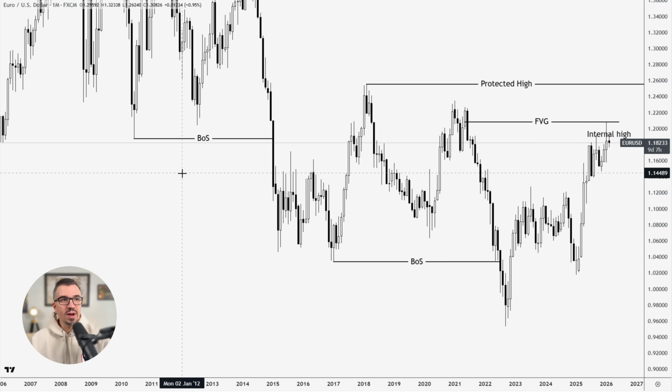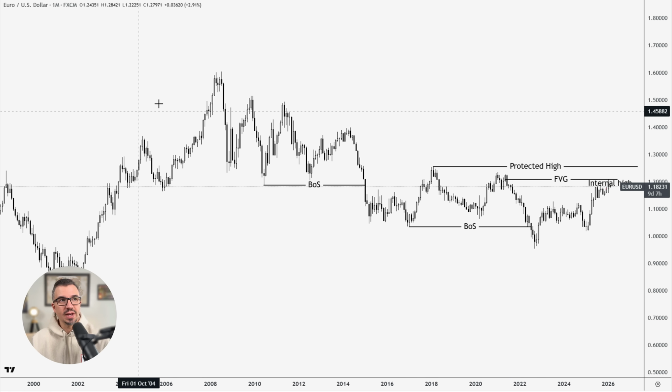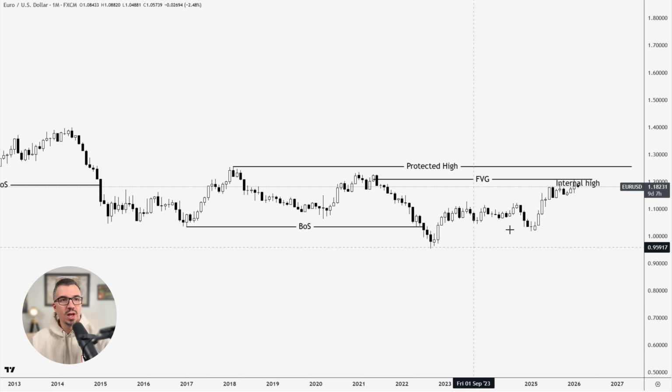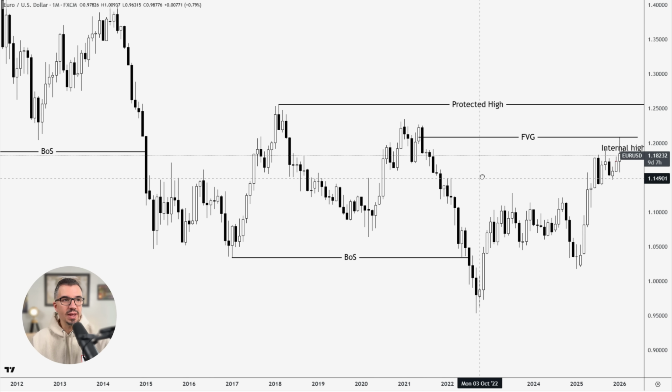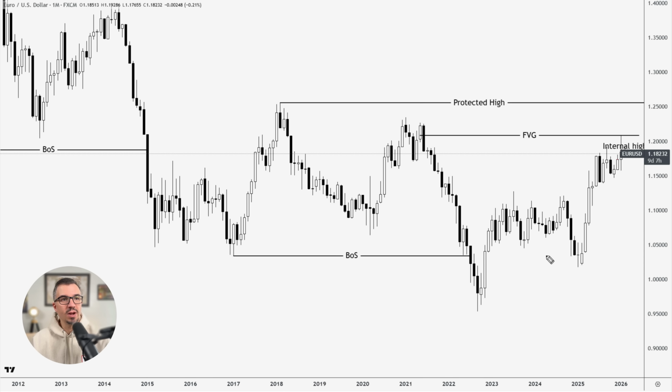So on the monthly time frame, obviously a downtrend in place here since 2007, since that great financial crisis. We also know that we have a BOS back here. Okay, so really nice price action back here from the euro on the monthly time frame. BOS down here below the low. The moment that we had this becomes our external high.